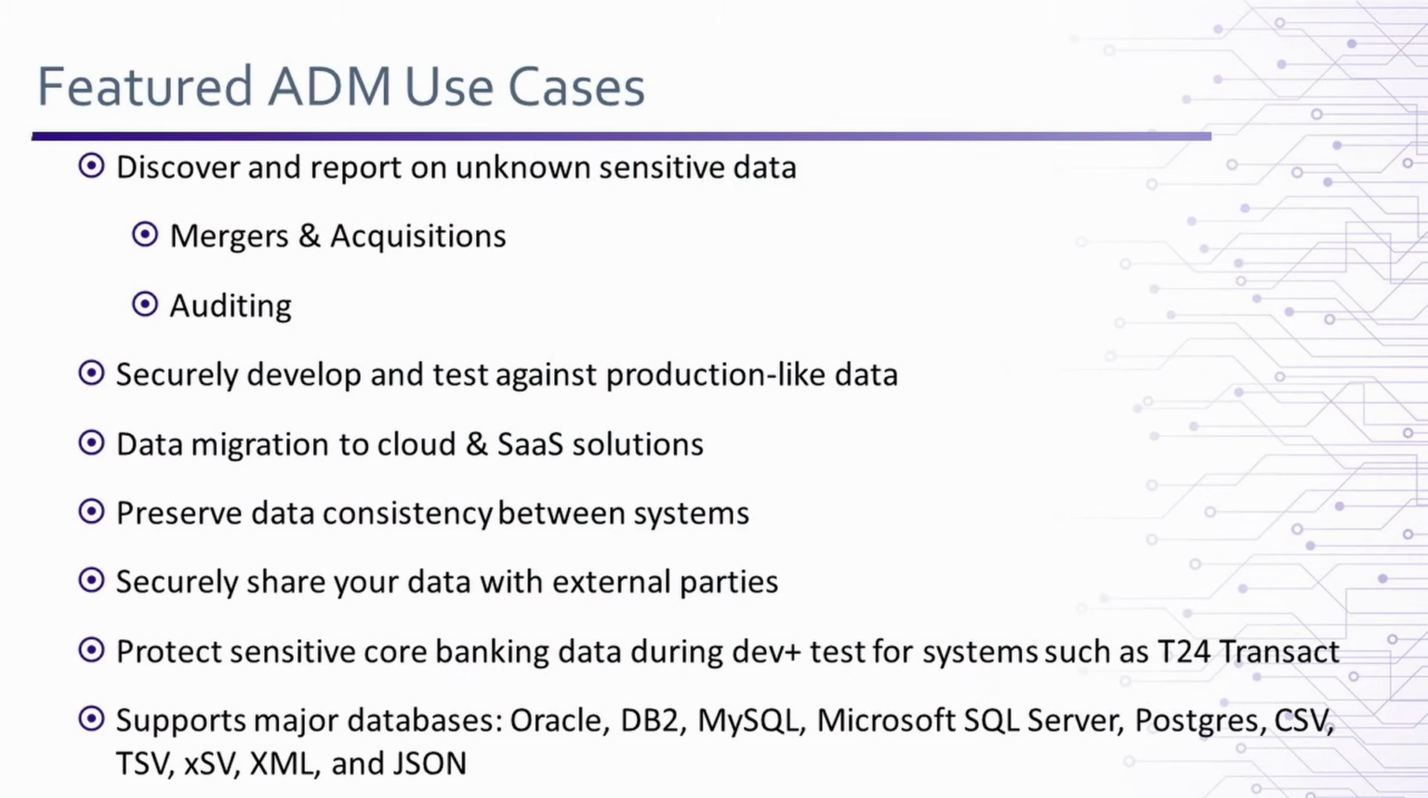Accutive Data Discovery and Masking, or ADM, can be leveraged for a wide variety of business use cases, including, but not limited to, discovering and reporting on unknown sensitive data, for example, during M&A or auditing processes, development and testing against production-like data, cloud migrations and moving data to SaaS solutions, preserving data consistency, securely sharing your data with external parties, such as fintechs, protecting sensitive core banking data. ADM is compatible with all major core banking systems.